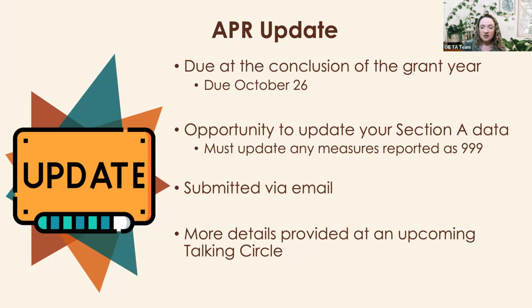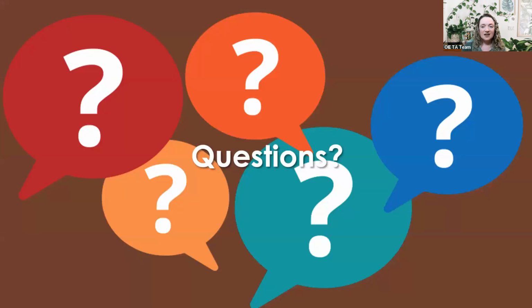And it's your opportunity to update that Section A data. You are expected to update any measures that you reported as 999, because it's then the end of the grant year, you should have data available. They are submitted via email, so you don't have to get back into G5, and we'll provide all that info in an upcoming talking circle, so you'll be at the ready. Any other Section A questions? Feeling good about Section A?